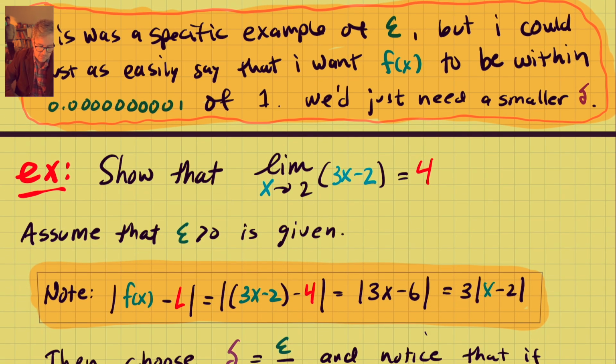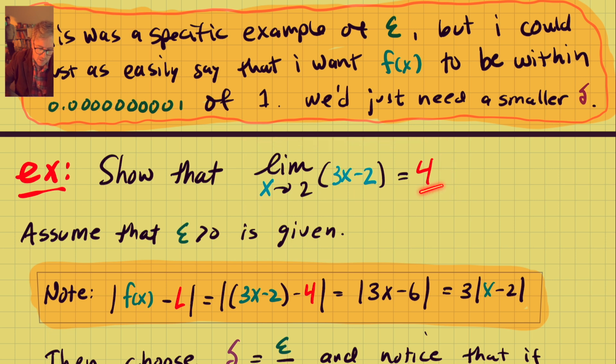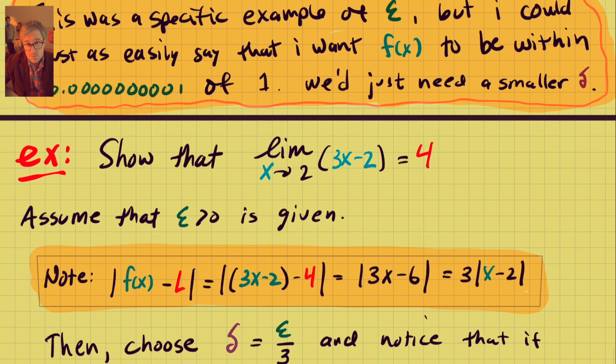Show that the limit as x approaches 2 of 3x minus 2 is equal to 4, right? So again, we know the limit, here's the function, and x is approaching 2. Okay, so step 1 is to assume that epsilon greater than 0 is given. Now I'm not going to specify an epsilon, but just assume that I've given you one, and it's a small one. It can be as small as I like. It can be big if I want, but why would I want that? It's small. Small is really what counts here.